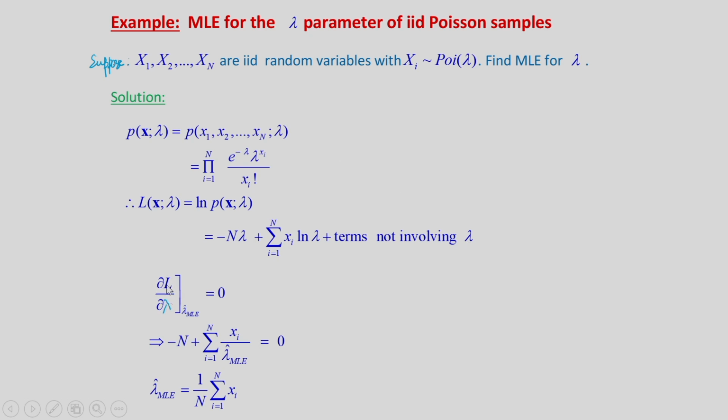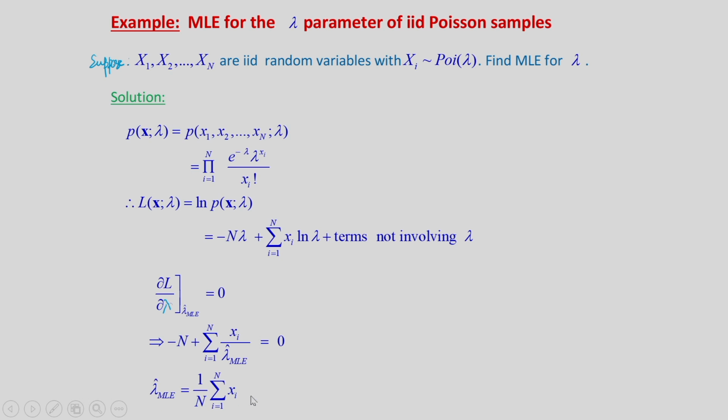So, if we take the partial derivative with respect to lambda, at lambda hat MLE we will get 0. The partial derivative of this will be equal to minus n, and similarly this part will give 1 by lambda hat MLE. So, we will get minus n plus summation i going from 1 to n of xi divided by lambda hat MLE, that will be equal to 0. If we solve this, we will get that lambda hat MLE is equal to 1 by n summation xi, i going from 1 to n.